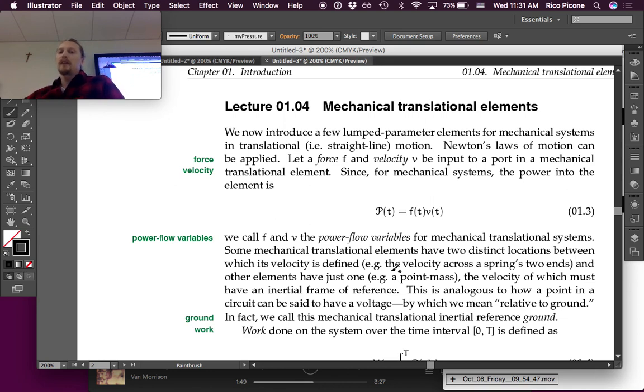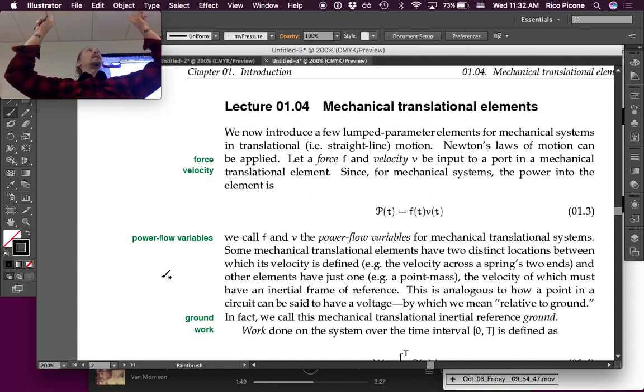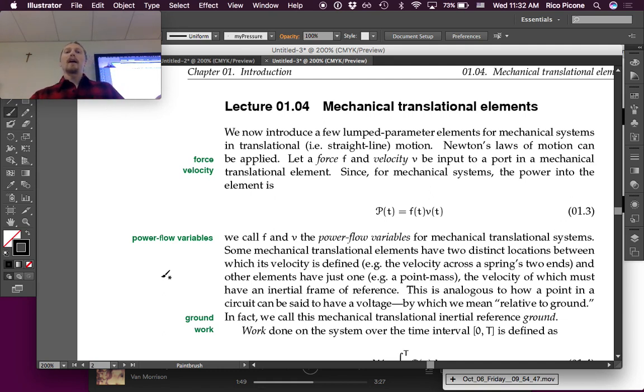Some mechanical translational elements have two distinct locations between which its velocity is defined. For instance, the velocity across a spring's two ends would be two distinct locations where you can define a velocity. So for a spring, you would have two ends where each end has a different velocity, and you could talk about the velocity drop or the velocity difference between those two points. And other elements have just one. For example, a point mass, there's really only one velocity on the point mass.